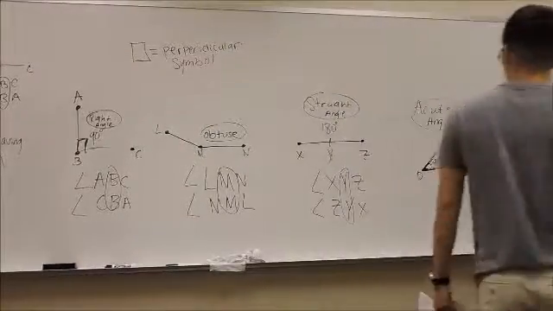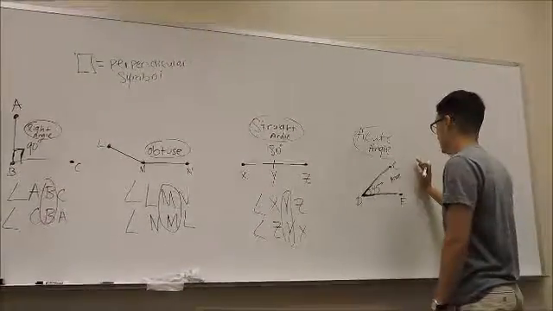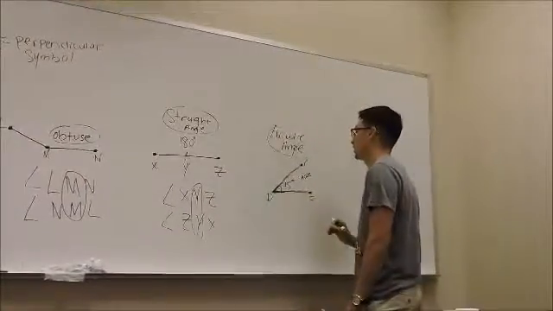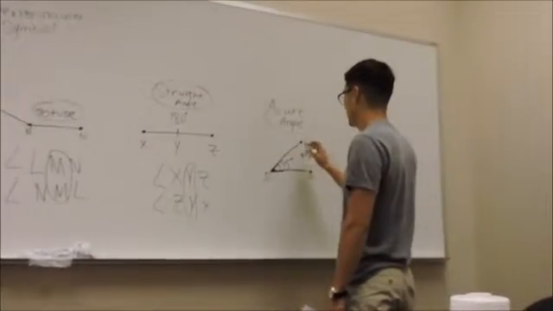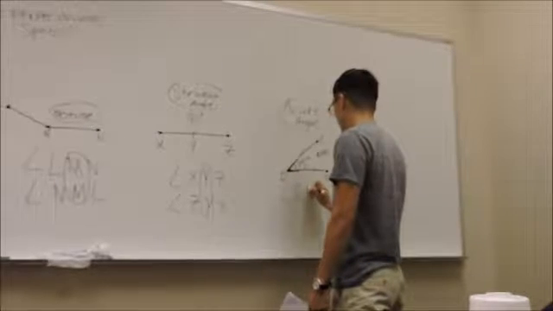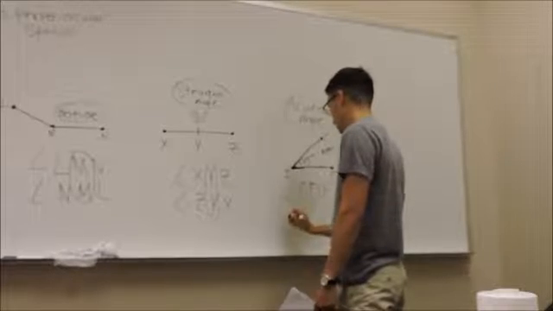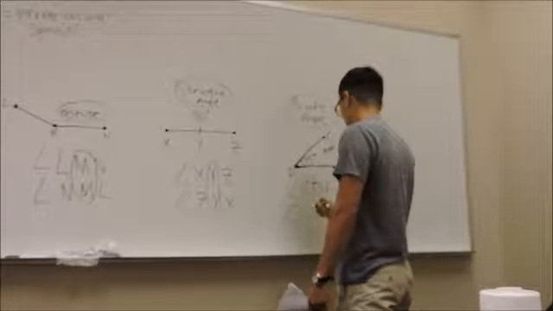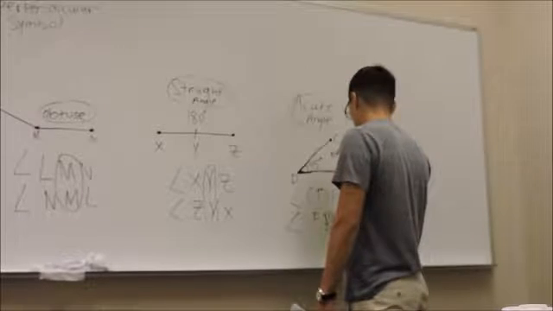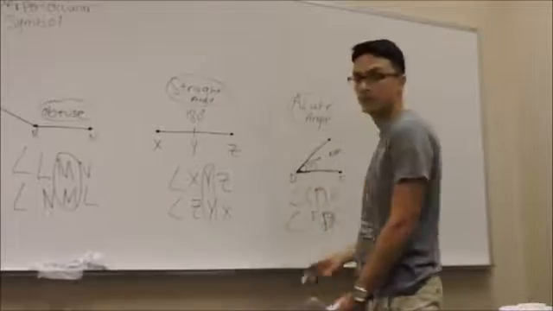Then an acute angle is an angle less than 90 degrees. So for this, you would write the language as angle CDF, or angle FDC. You understand that way.